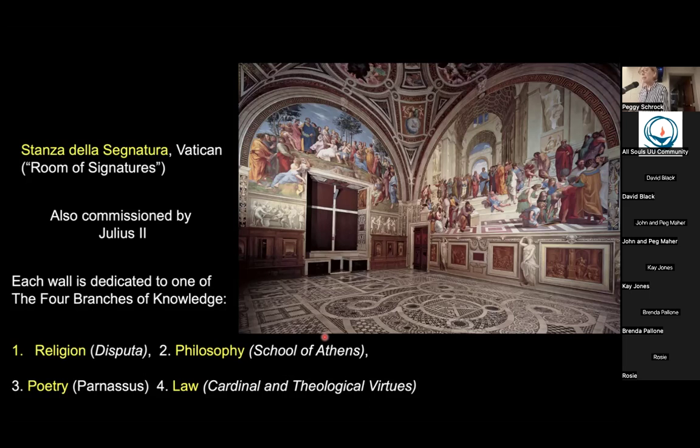Poetry, depicted by the scene you see on the left here, Parnassus. Parnassus was a mountain in ancient Greece. It's where the muses lived. So it symbolizes poetry, a scene of all the muses. And then law or jurisprudence, which we aren't going to look at, but it symbolizes both the cardinal and theological virtues. It symbolizes both the holy law and earthly law. Now, this idea in the Renaissance that all of human knowledge could be divided into these four things, religion, philosophy, poetry, and law.